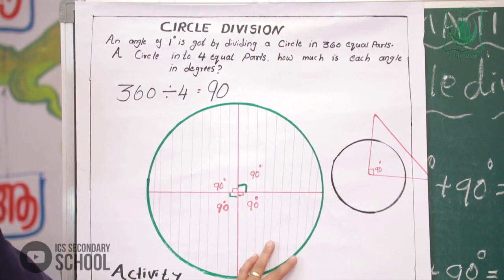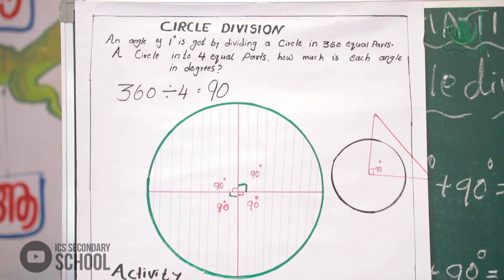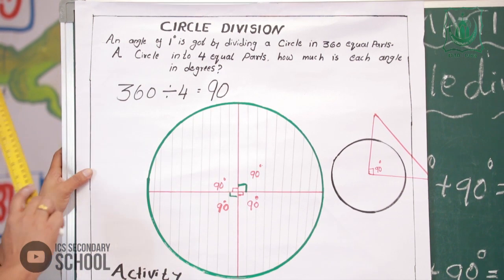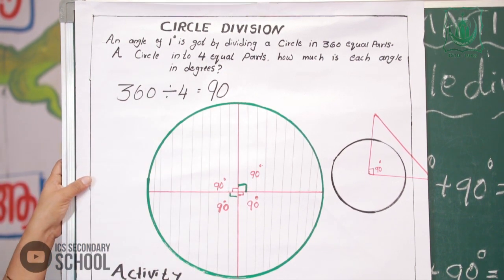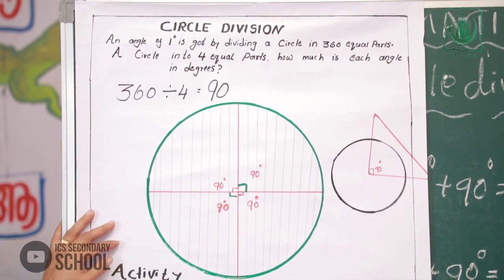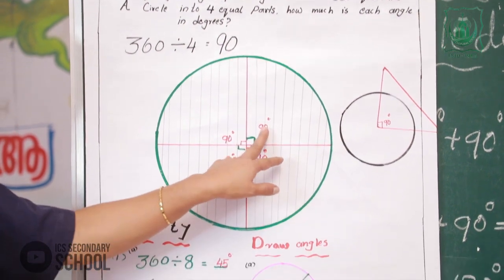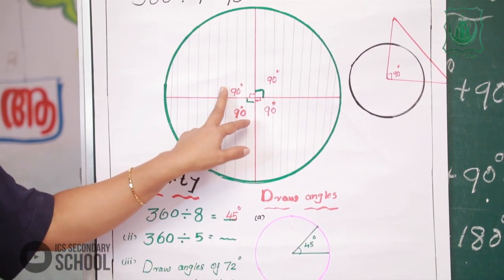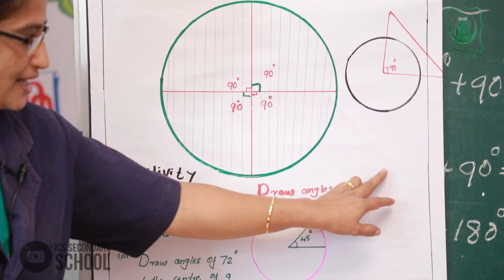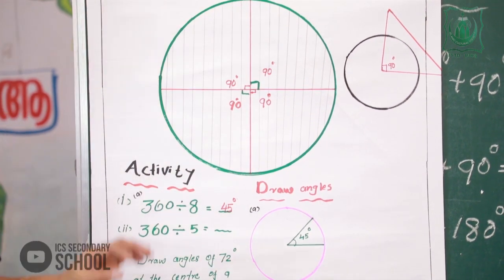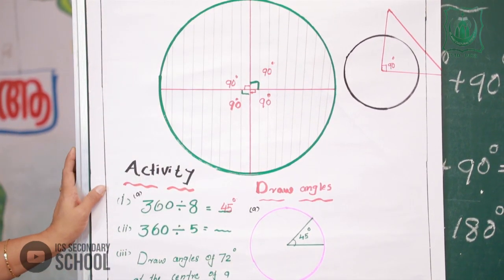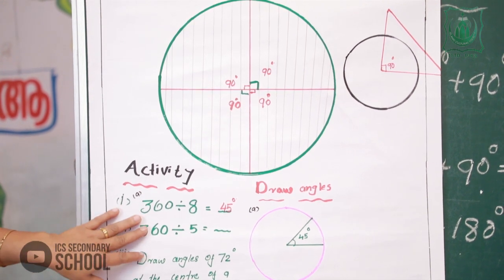Got it? Take your notebook and write down this activity, circle division. Draw the circle and divide it into 4 parts: 90 degrees, 90 degrees, 90 degrees, 90 degrees. Four 90 degrees are 360 degrees. Are you finished? Okay, next activity.